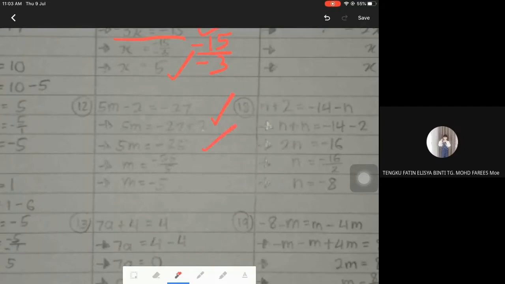And then m equals to, this one, 5 times m. Jadi bila pindah ke kiri, ke kanan, negative 25 divide 5. Okay, multiply, pindah ke kiri, pindah ke kanan jadi divide. So negative 25 divide 5 is negative 5. Okay, good. Okay, 3.12. Okay, tengok orang lain pula, number 13.